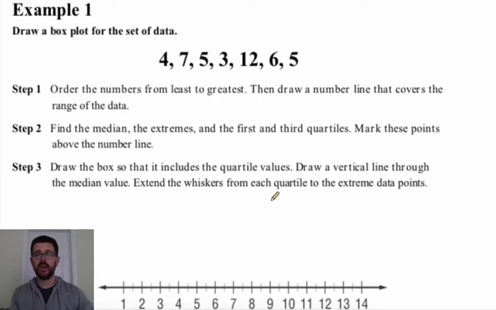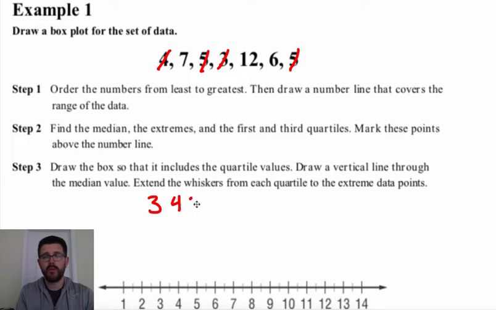So let's try one of these together. Again, jot down the steps so you know what it is, but don't feel like you got to jot down this set of data. You might as well just write it with me when we put it in order, because remember, anytime you're finding the median, you'll always want to put the data in order to make sure that we do it correctly. So start with our 3, and then a 4, a 5, and a 5, and then a 6, a 7, and a 12. Again, always do a quick check. 1, 2, 3, 4, 5, 6, 7.